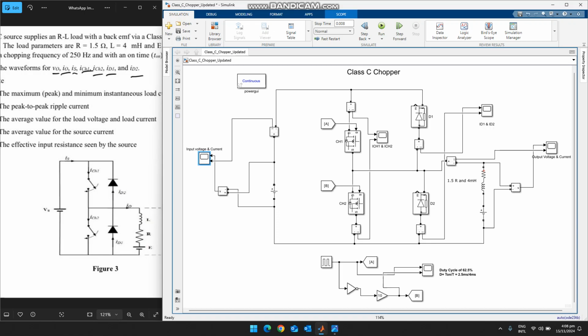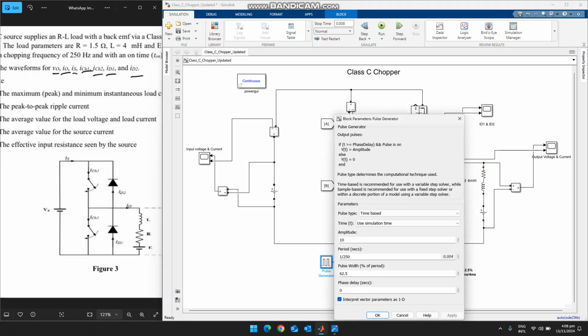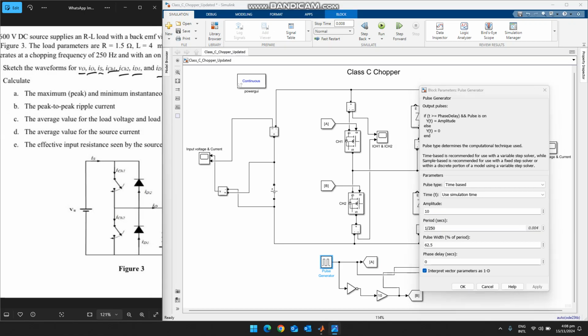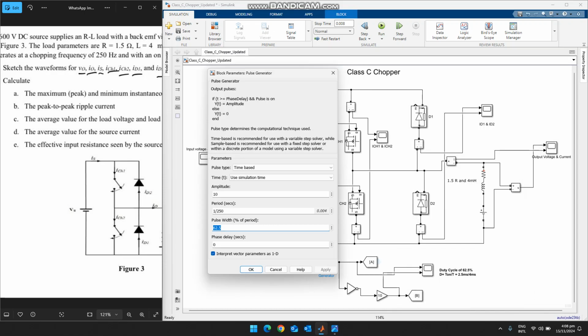Okay. Now the main important thing here, as I have told you, is that these two MOSFETs should not be on at the same time. So we have used a pulse generator, which will be used for switching on these MOSFETs at different times. The amplitude is the maximum output of this pulse generator, which is given to these MOSFETs. This is the time period, with 250 hertz as the frequency, so one over frequency is the time period, and we have calculated the on time as 2.5 millisecond. So at the end we got a duty ratio of 62.5, and we have given this. So these are the things.